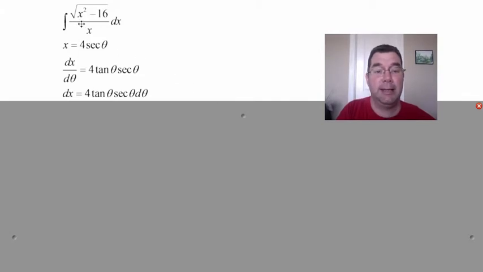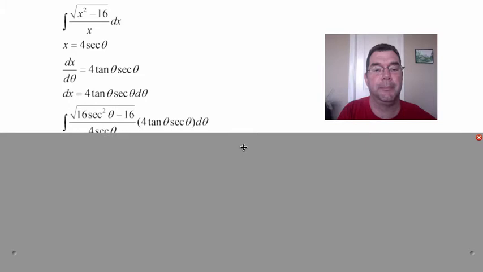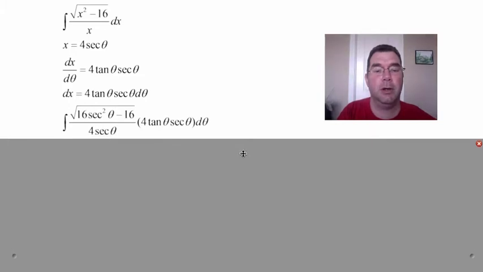So now this x is going to be replaced with 4 secant theta, this x is going to be replaced with 4 secant theta, and this dx is going to be replaced with 4 times the tangent of theta times the secant of theta d theta. So let's see what that looks like. All right, so that's what it looks like when I make all of those substitutions, just like I said.